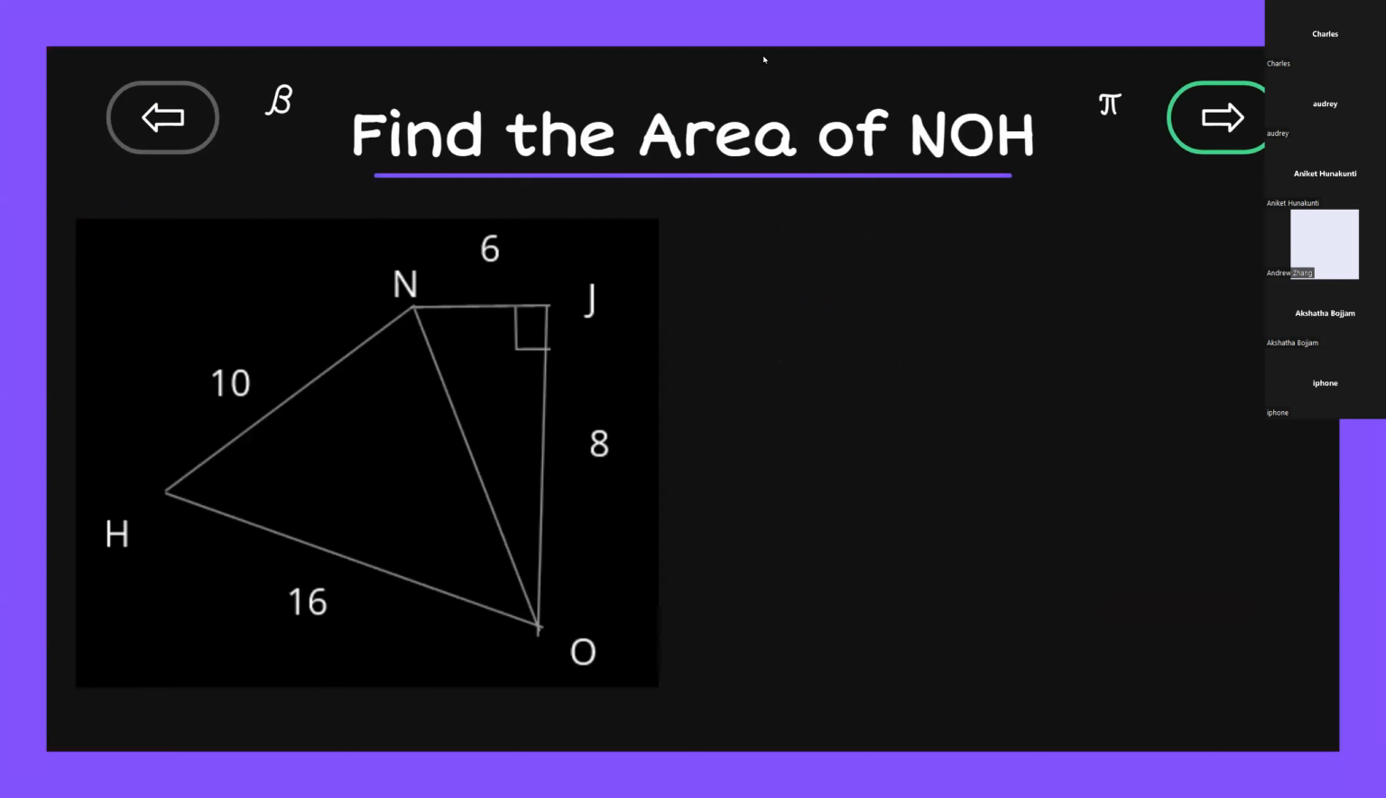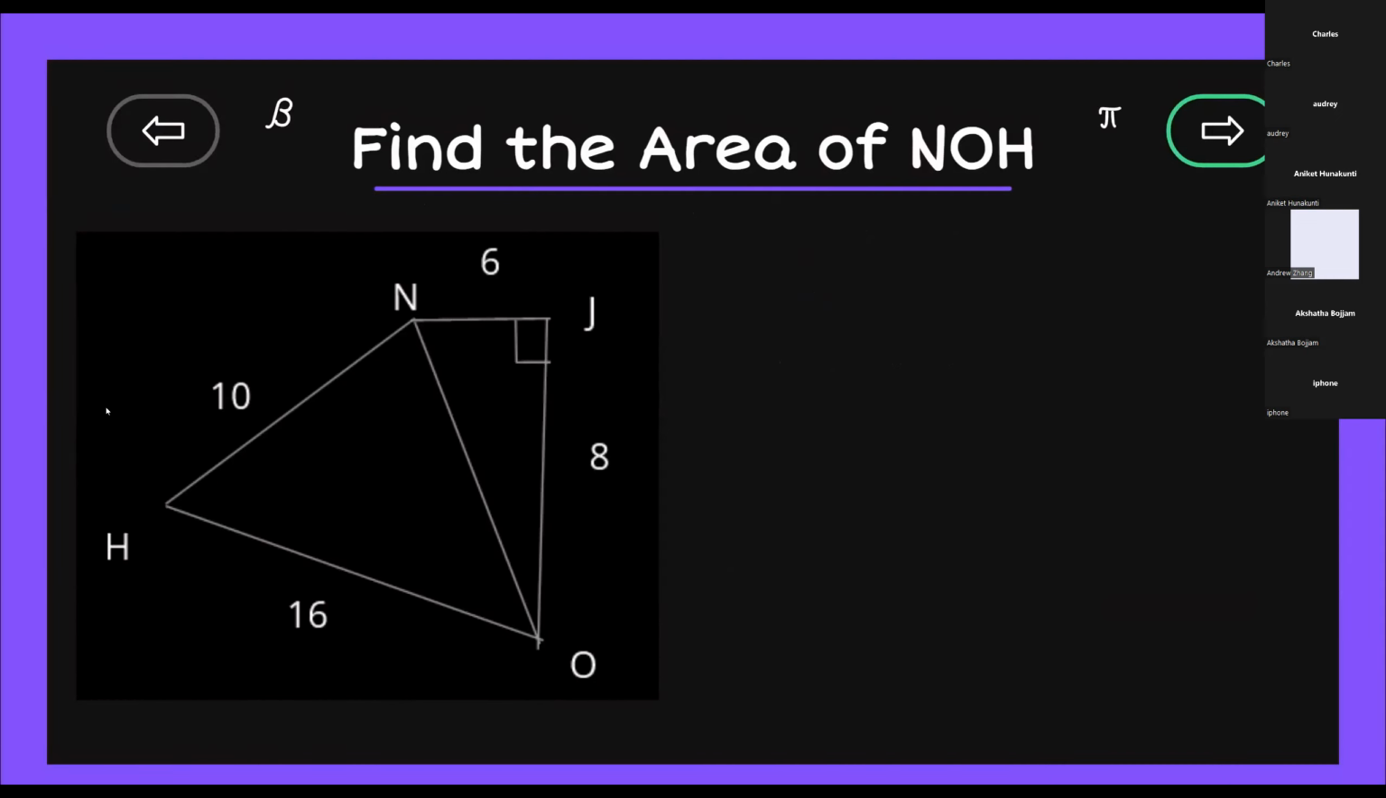So our first question: find the area of NOH. We know that NJO is a right triangle in this figure, and we're given HN is 10, HO is 16, JO is 8, and NJ is 6. So the first step you would do is find the length of NO. In the chat, what is the length of NO?